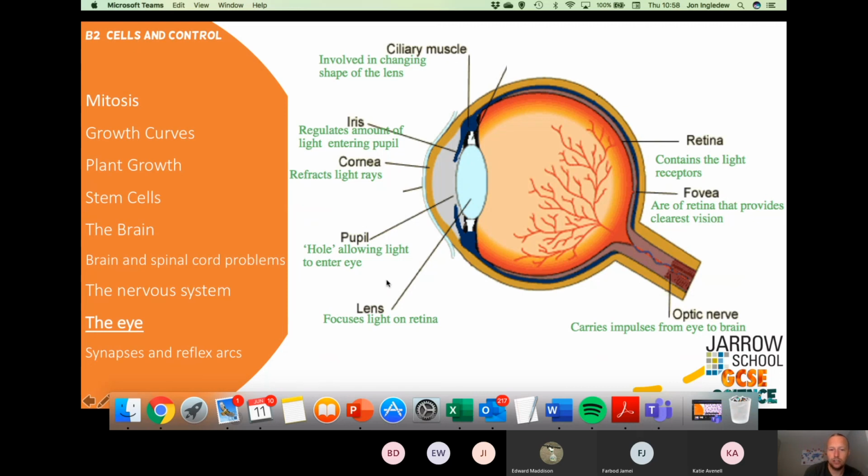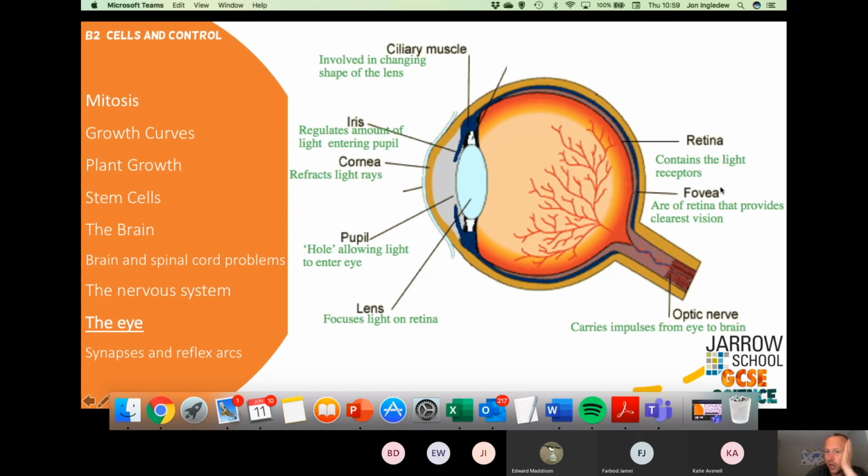When things are really close up, the lens needs to be really fat. When things are really far away, the ciliary muscles contract and the lens becomes really thin. So the lens can change shape depending on how far away the thing that you are looking at is. And this makes a clear picture on the back of the eye.